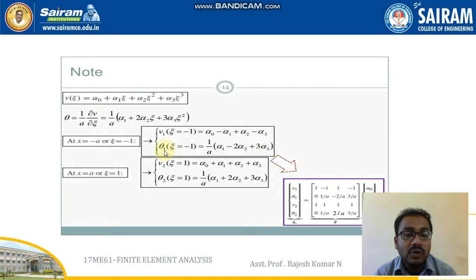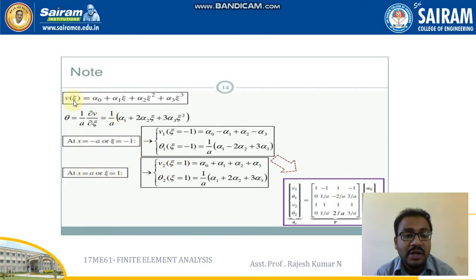Coming to theta, what will I get? Theta is nothing but 1 by a, so I keep 1 by a as a constant. Alpha 1, alpha 2, alpha 3, I write the constants as they are. Zeta value is minus 1, so there is no zeta in the first term and it remains as it is. For the second term, I get minus 2 alpha 2 because zeta is equal to minus 1. Then for zeta square, minus 1 square is plus 1, so plus 3 alpha 3 I will get. Similarly at node 2, x is equal to a and zeta is equal to plus 1, so I will be writing it in this way.